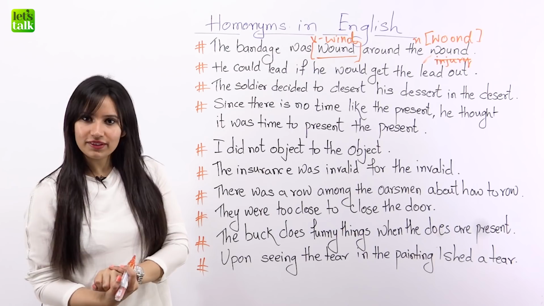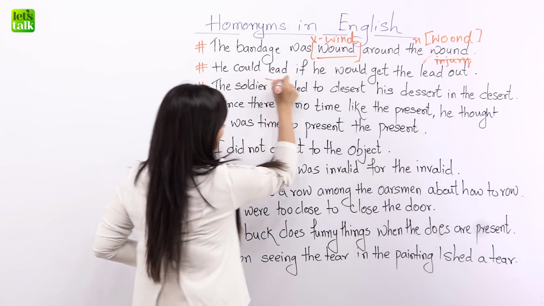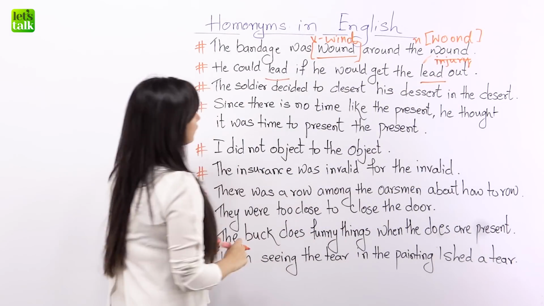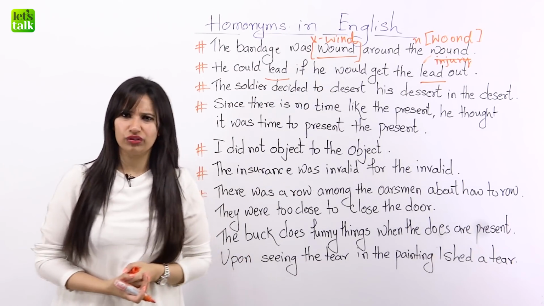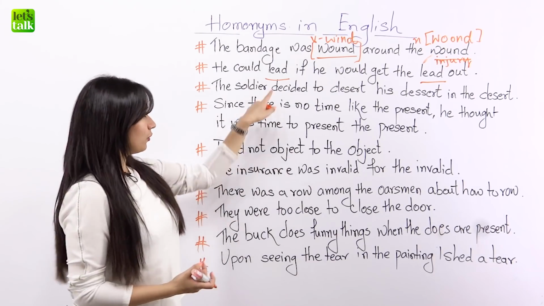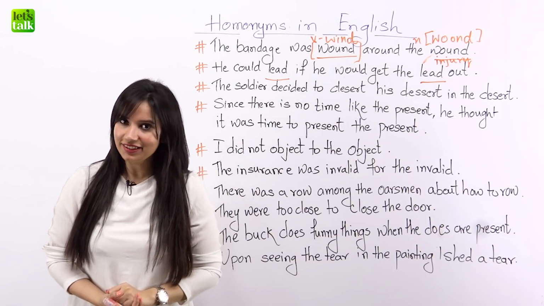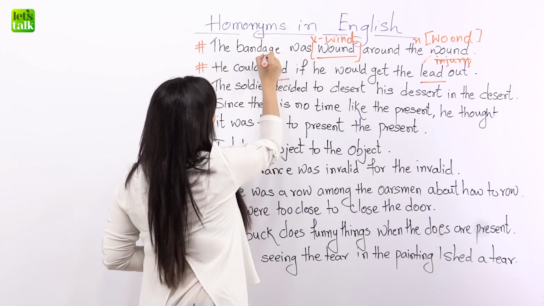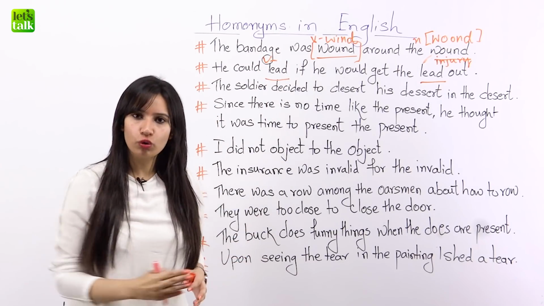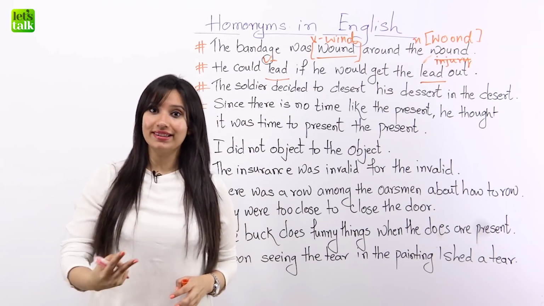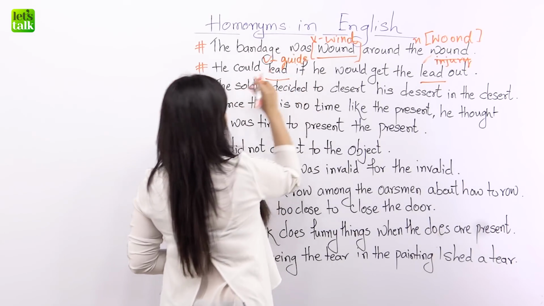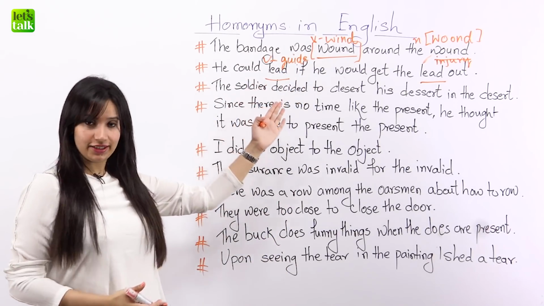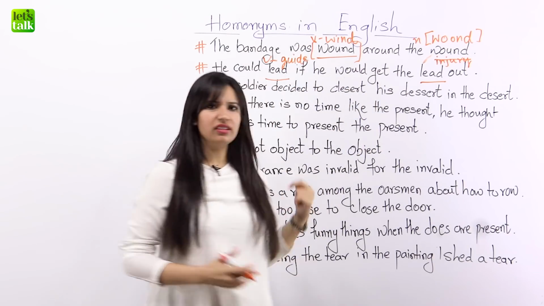First, find out the words that have the same spelling. You may have already done that. These two words. So, he could lead if he would get the lead out. What does that mean? You might have heard of the word lead. This is a verb again. Lead means to show someone the way or to guide someone. So my friend Mark, he could lead, but only if he would get the lead out.